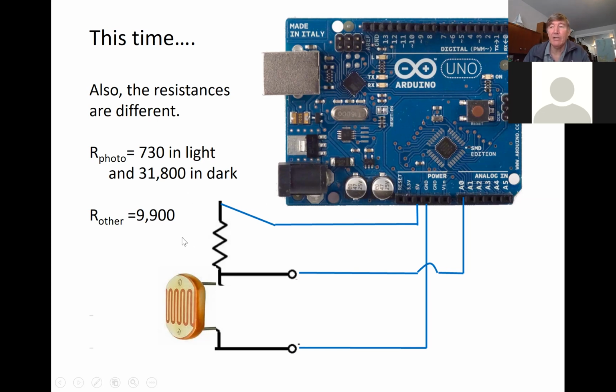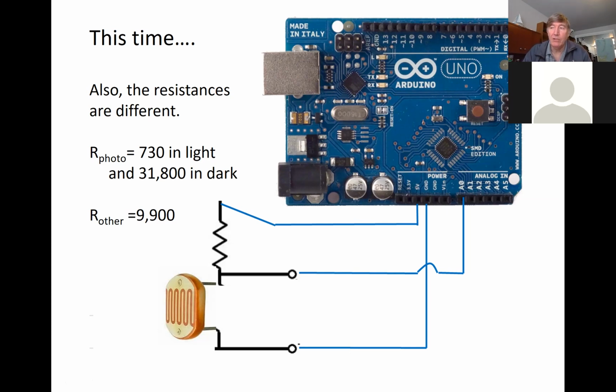And also, while I'm at it, this resistor up here, the one that's not the photoresistor, I'm going to change that value too. The value of that other resistor now is going to be 9,900.